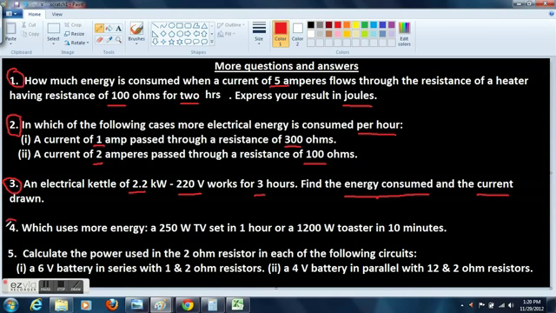Question number 4. Which uses more energy? A 250 watt TV set in 1 hour or a 1200 watt toaster in 10 minutes?